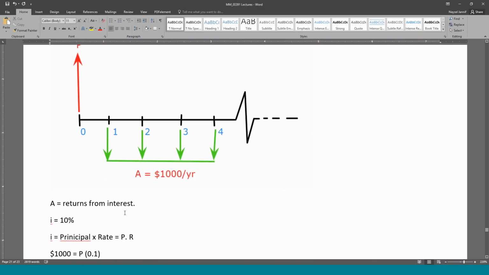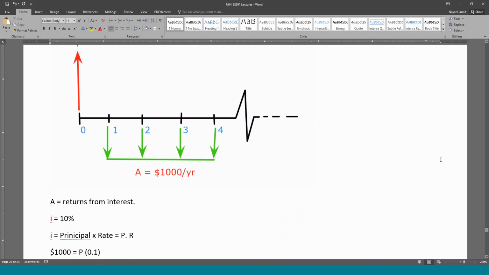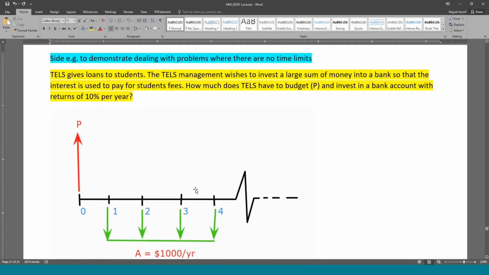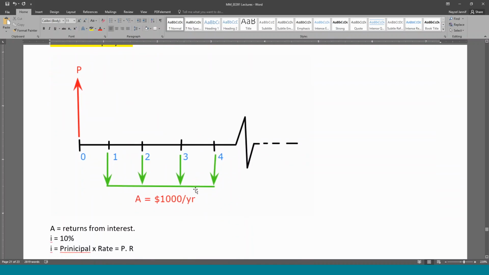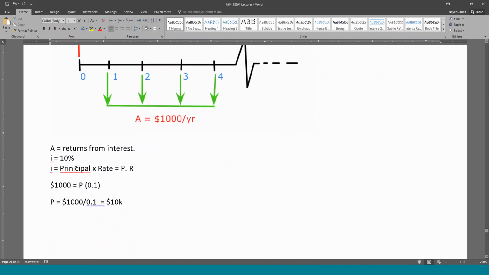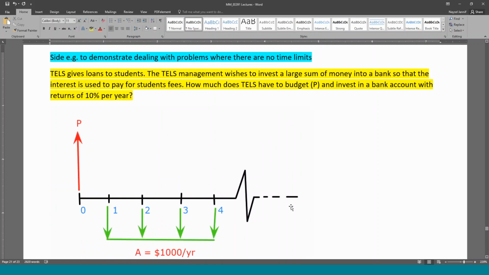All right. So this is the thing. They wanted a $1,000 return per year so that they can pay the fees every year. So for each student, they've got to invest $10,000 into the bank, which is returning 10% per annum. So we went backwards to calculate, and this is an infinity sort of situation. That money, that principal, will never finish because you don't touch the principal.